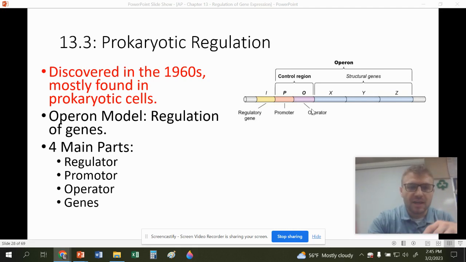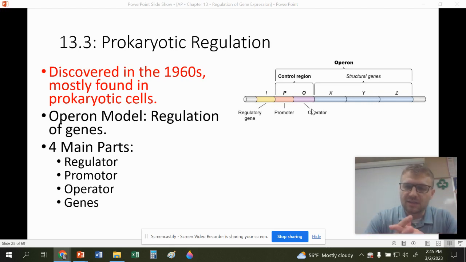So this first section is more looking at prokaryotic cells, and it's a little bit more simple with how they regulate their gene expression, but this wasn't discovered until the 1960s. So if you've been noticing, we went from Mendel, we went to the early 1900s with DNA, middle 1900s with the discovery of the structure of DNA.